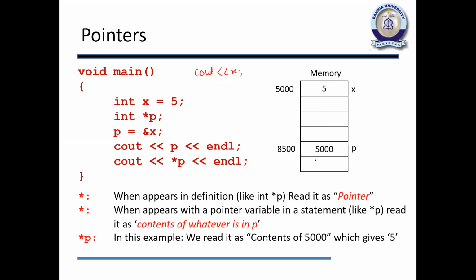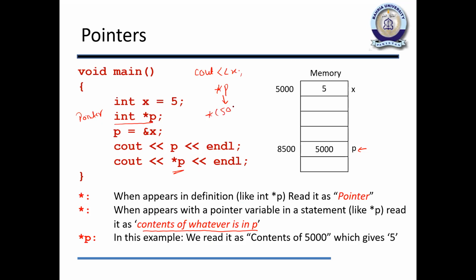But if I want to print it using this p, not using this x, then I told you, you again have to use this symbol, but now this symbol will have a different meaning. Now you don't have to read it as pointer. Here in the definition, you read it as pointer, and you read it as p is a pointer to integer. But now when it is appearing with a pointer variable in a statement, how do you read it? So I told you how to read it. You have to read it as contents of whatever is in p. Or in simple words, p has 5000.